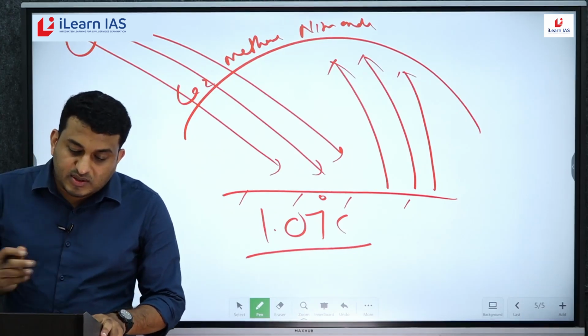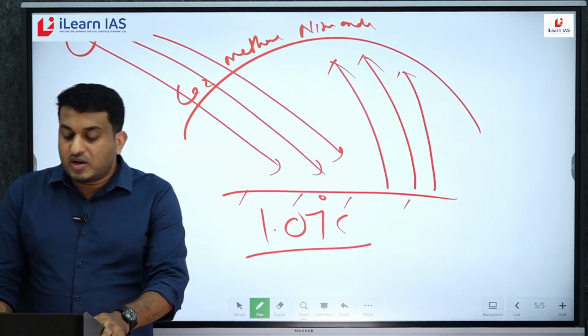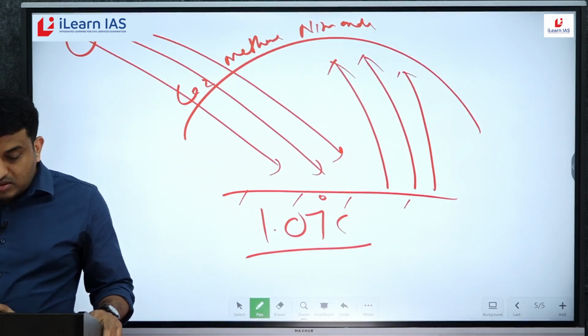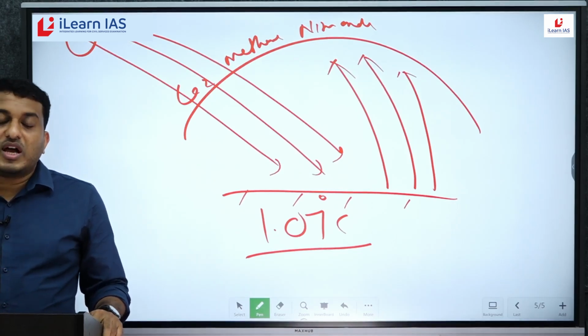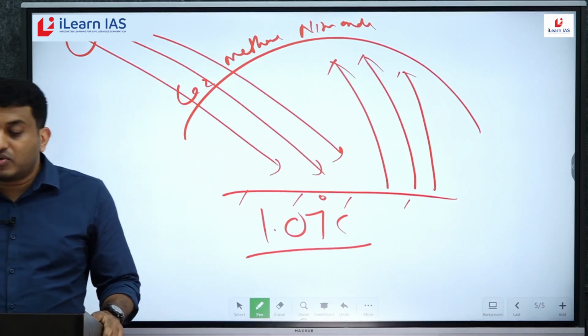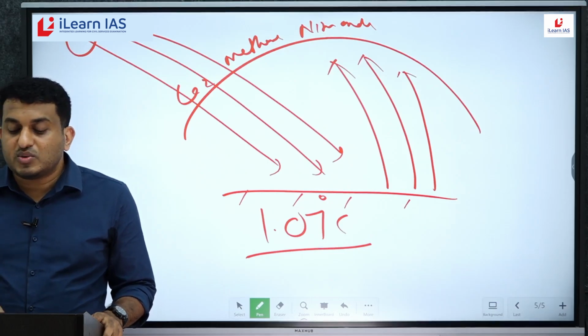Getting it? Now this report says that the last decade was hotter than any period of time in the past 125,000 years. The last decade was the hottest one. Getting it? So that means temperature is actually increasing.